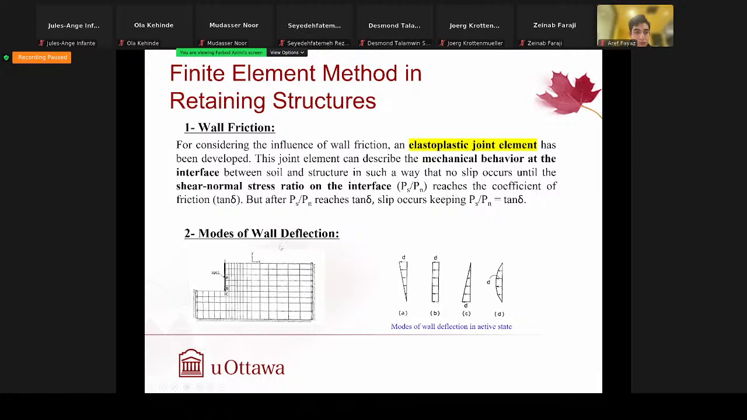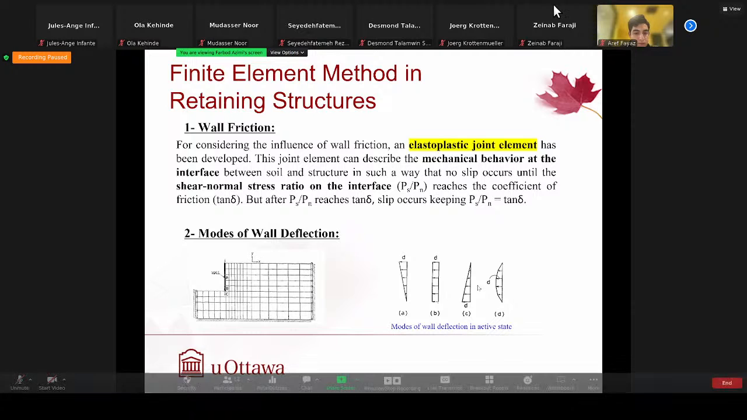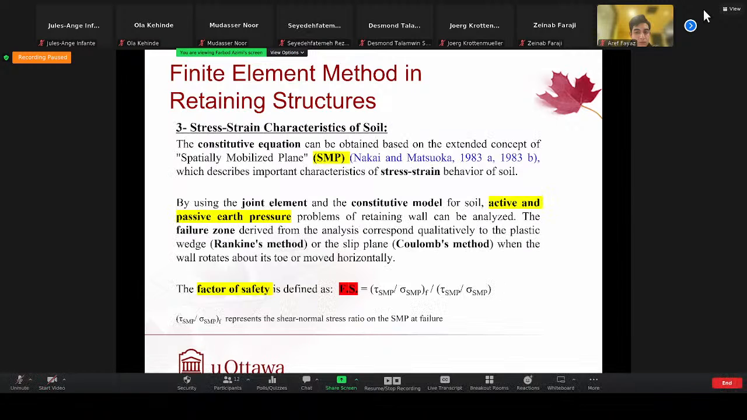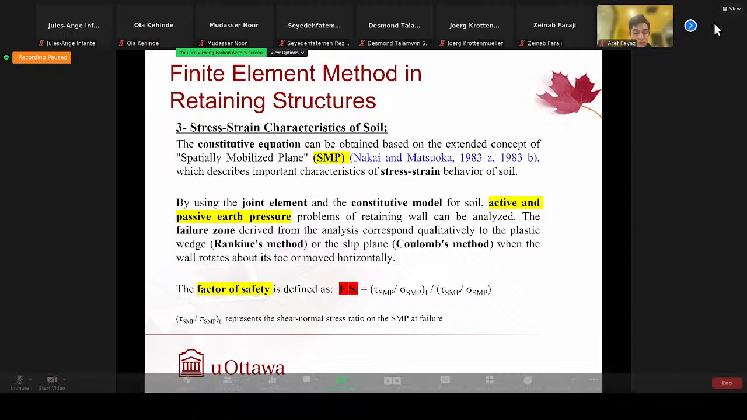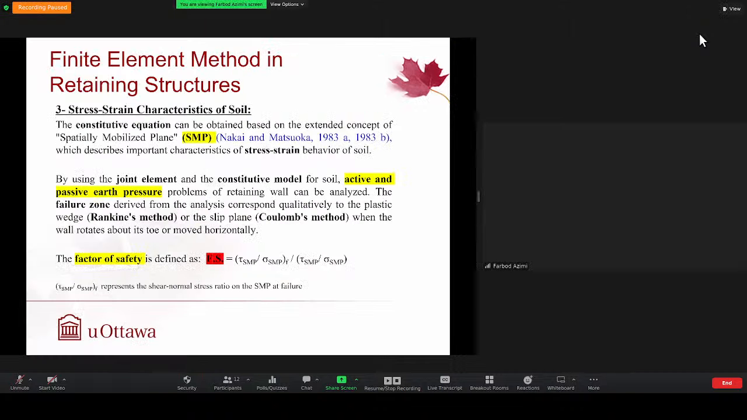The second one is the modes of wall deflection. We can consider different modes of deflection for the wall. As you can see, four types of deflection can be considered in the active and passive state. The third one is the stress-strain relationship, or constitutive equation. Based on the concept of the spatially mobilized plane, we can consider some characteristics of the stress-strain behavior of the soil.